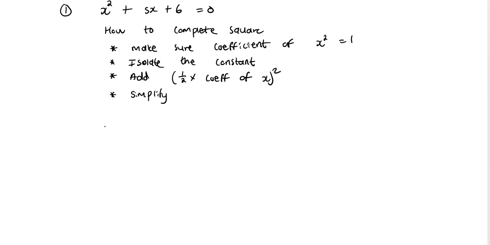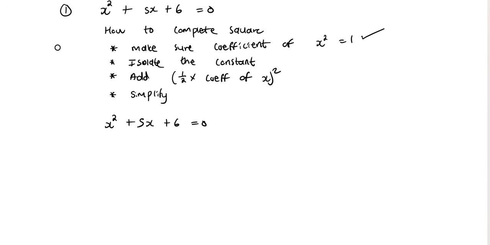So the equation that we have here is x squared plus 5x plus 6 is equal to 0. Because here we have a 1 in front of x squared, our first step is complete. We don't have to divide by anything. If it was 2 here, then we'd have to divide all the terms by 2. But since it is 1, we don't have to divide by 1. 1 divided by 1 will just be 1.